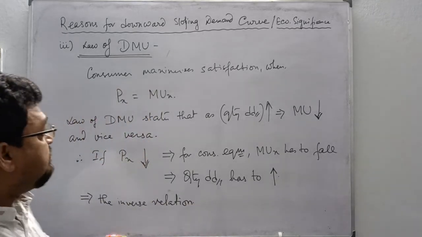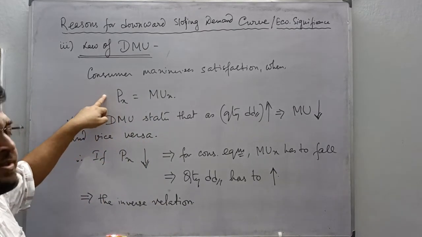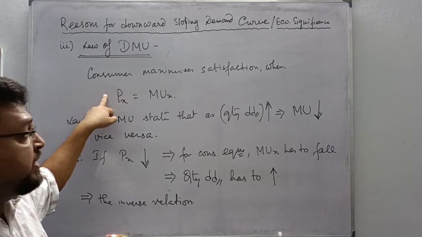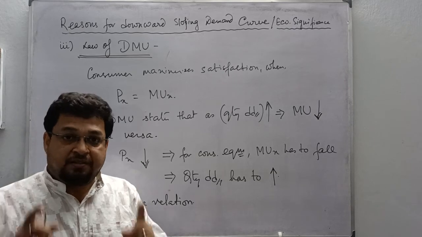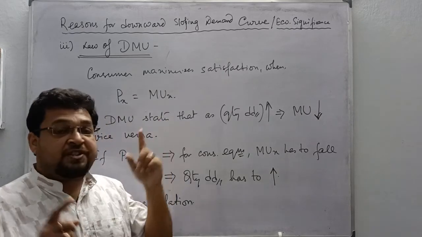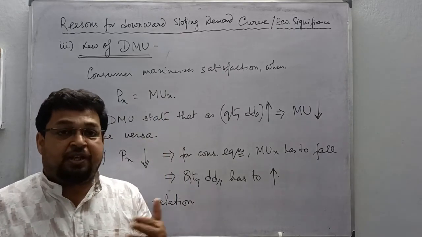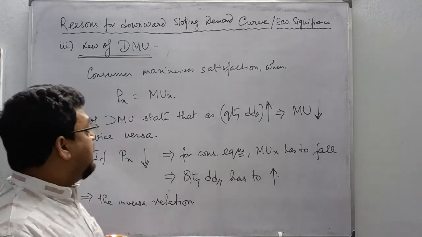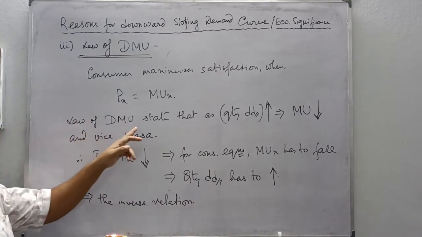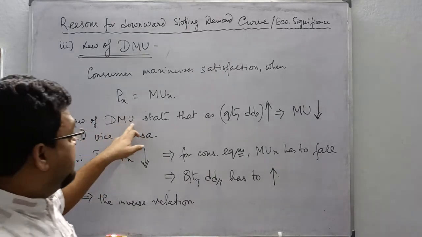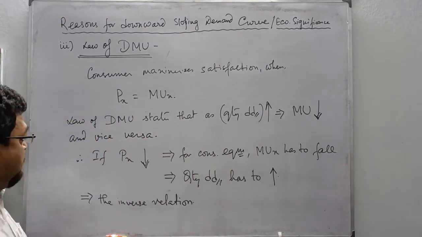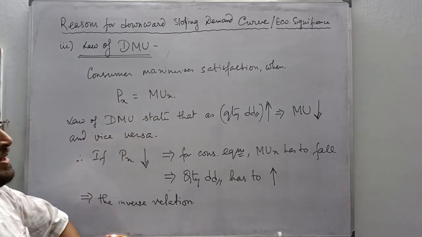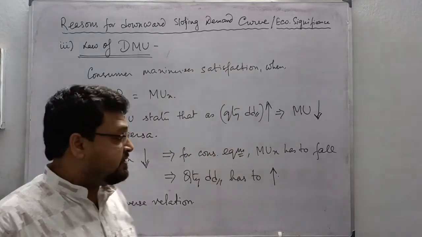Now, consumer's satisfaction is maximized when the price of the commodity is equal to the marginal utility of the commodity. Just take a note of it. This proof, this theory, will be coming in your forthcoming chapters. Now, the law of diminishing marginal utility states that as quantity demanded increases, marginal utility decreases. And vice versa: if quantity demanded decreases, marginal utility increases.